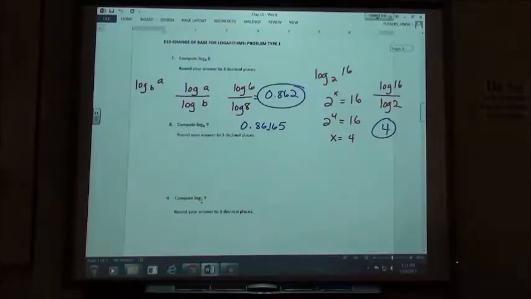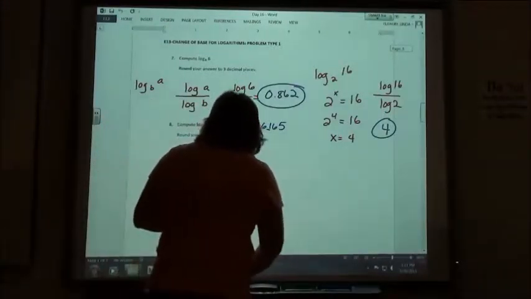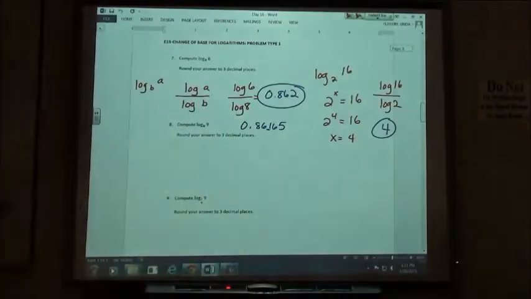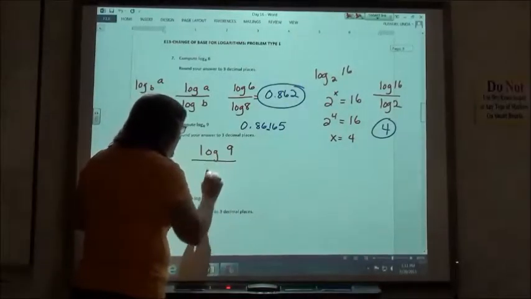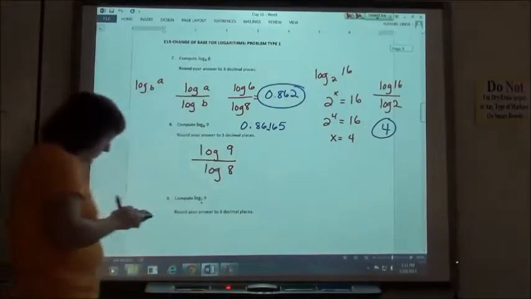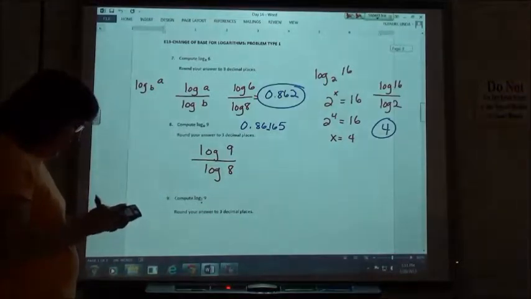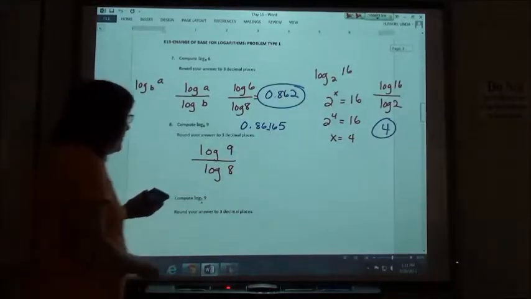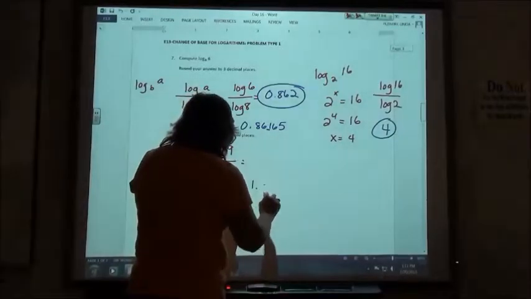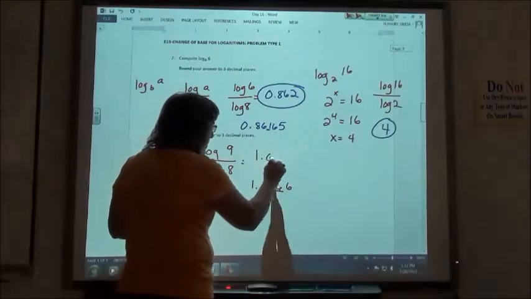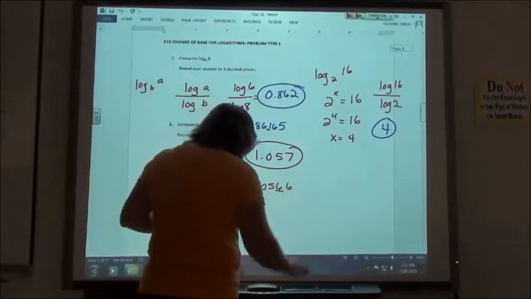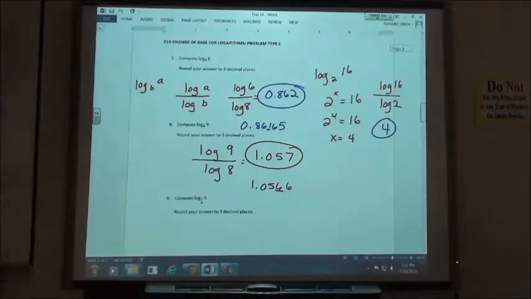So when it says to round to 3 decimal places, it means 3 places after the decimal. In other words, a thousandth spot. So if I'm going to compute the log base 8 of 9, I'm going to take the log of 9 divided by the log of 8. So log of 9 divided by log of 8, I get 1.0566, so 3 decimal places means I'm going to use 1.057. Again, I've got to round that one up.